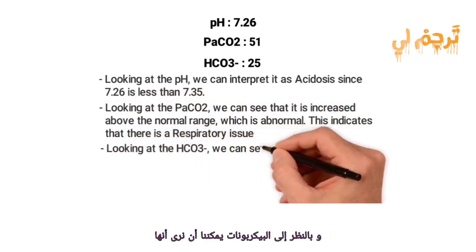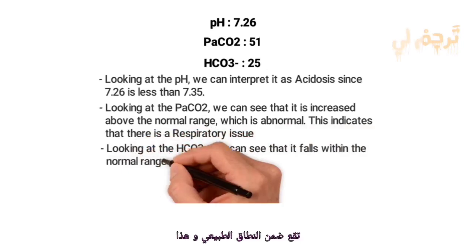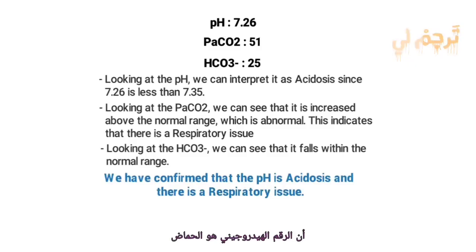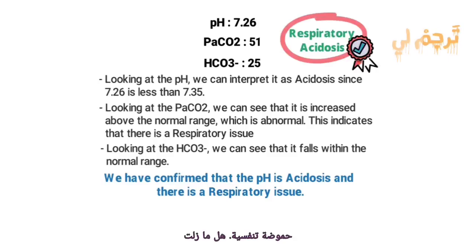And looking at the bicarb, we can see that it falls within the normal range. This also helps confirm that there is a respiratory issue. So, now we have confirmed that the pH is acidosis, and we looked at the PaCO2 and bicarb to determine that there is a respiratory issue. This ABG can be interpreted as respiratory acidosis. Are you still with me? If so, let's go through another example, shall we?